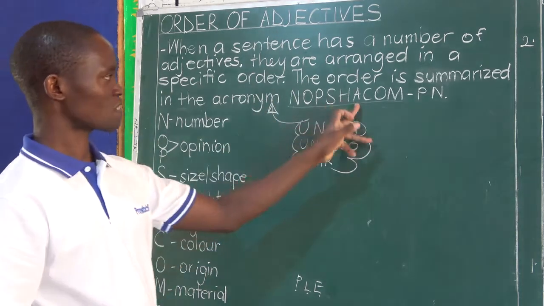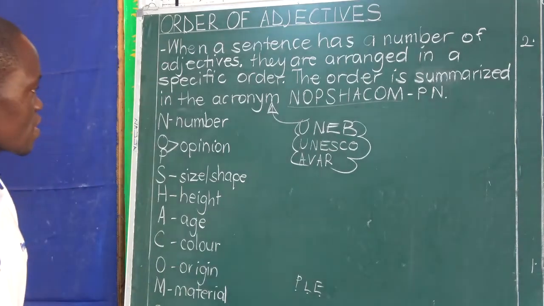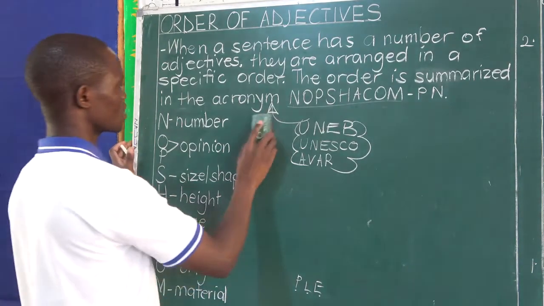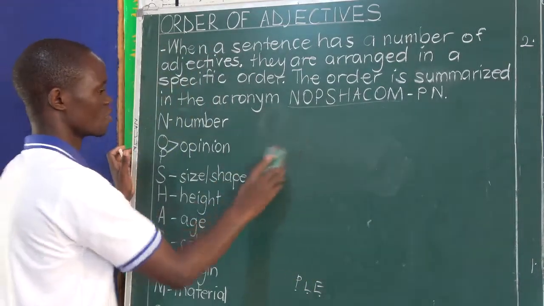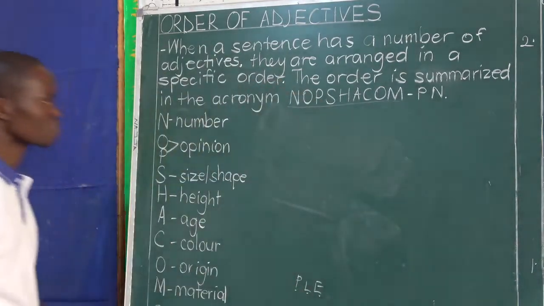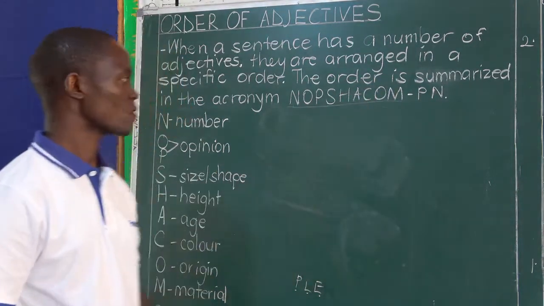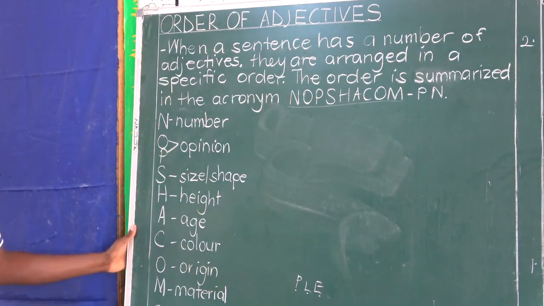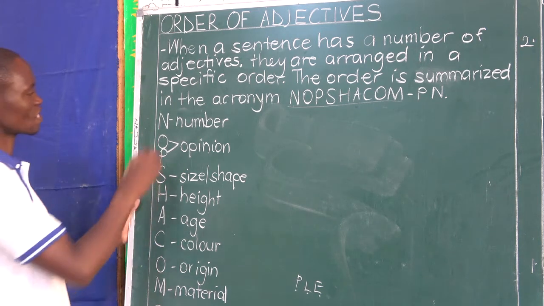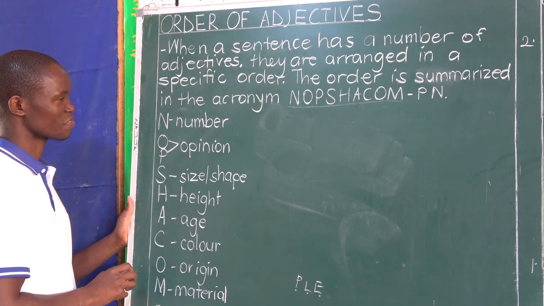So why are we calling this an acronym? Because it can also be read as a word. So the order of adjectives follows that acronym. Which acronym? NOPSHACOMPN. Since I'm calling it an acronym, it means each letter stands for a word. Let's look at the letters and which words they represent. The first letter is N, standing for number.